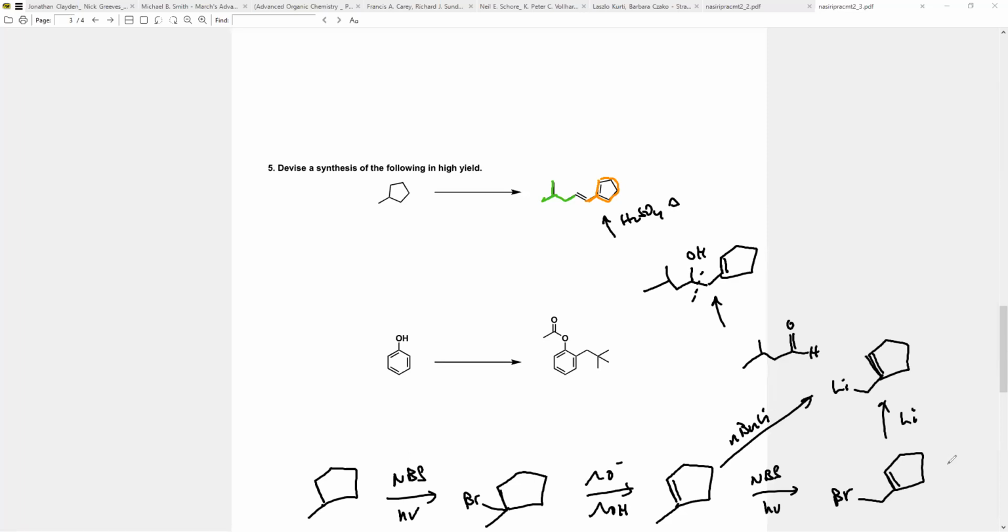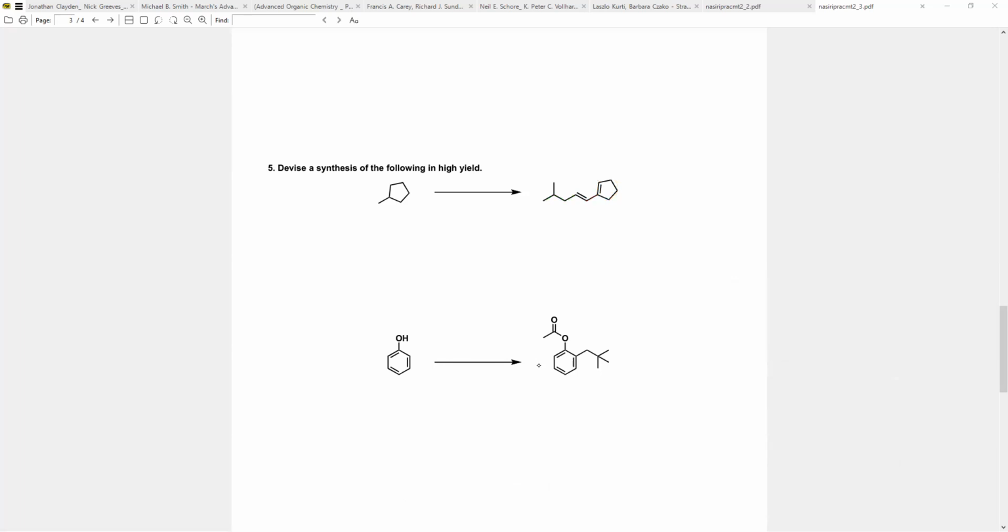Cool. All right. Nothing too crazy there, right? I guess the only thing that you could do here now is some kind of 1-2 or 1-4 addition. But that would be a little hard to see, right? Cool. Okay. So that's the syntheses.